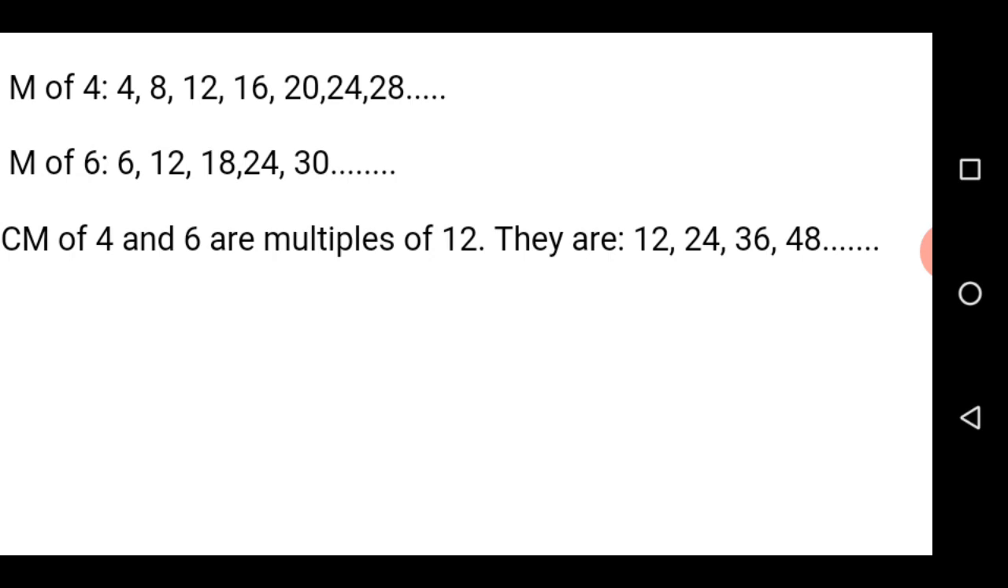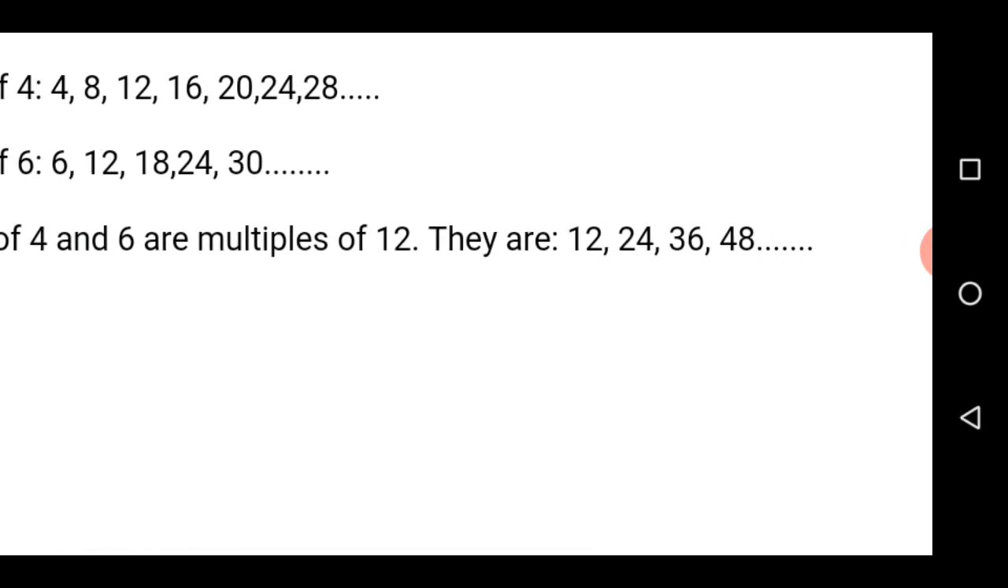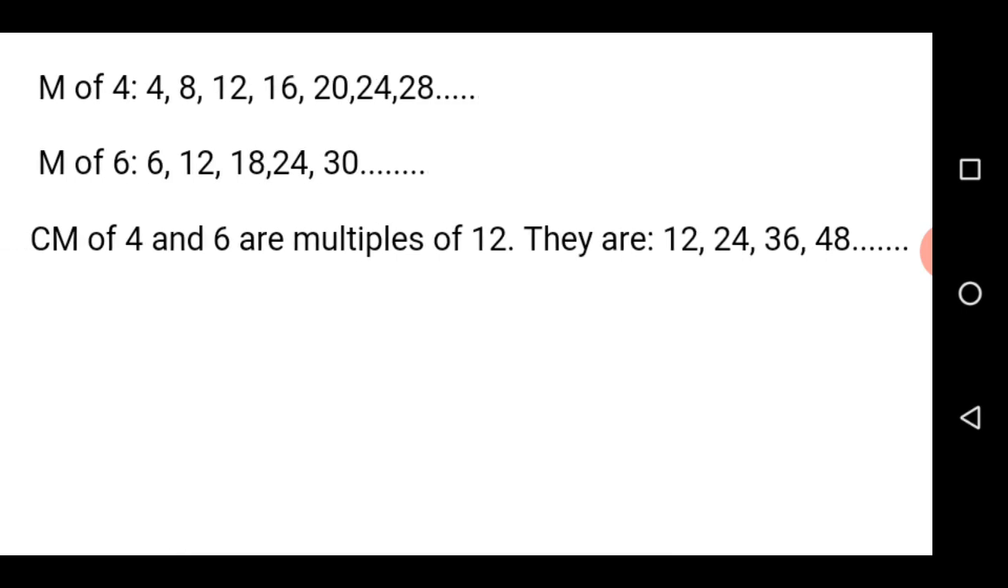Merely looking at the two multiples, you will discover that 12 is common, 24 is common. Even 36 is also common if you continue with the multiples. It means the common multiples of 4 and 6 are multiples of 12. So 12 times 1, 12. 12 times 2, 24. 12 times 3, 36, and so on. So it means the common multiples of 4 and 6 are 12, 24, 36, 48. So we can still have more. I believe it's clear to you all.